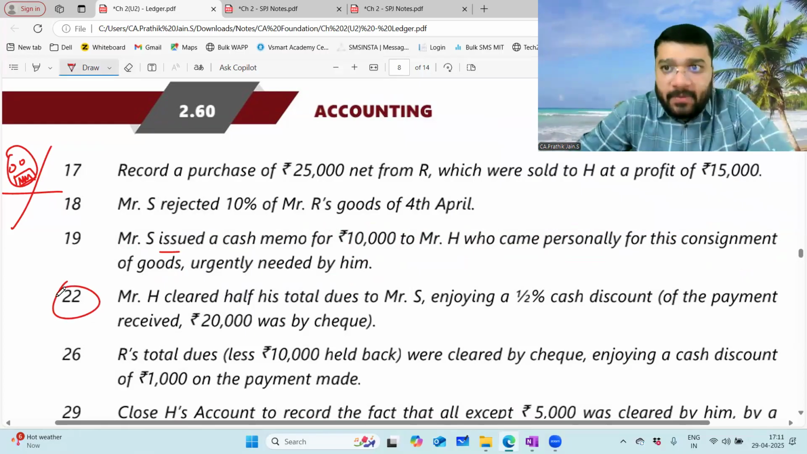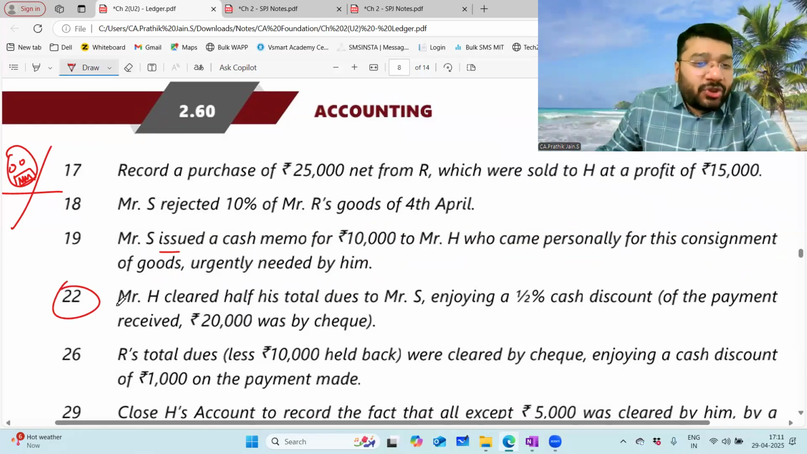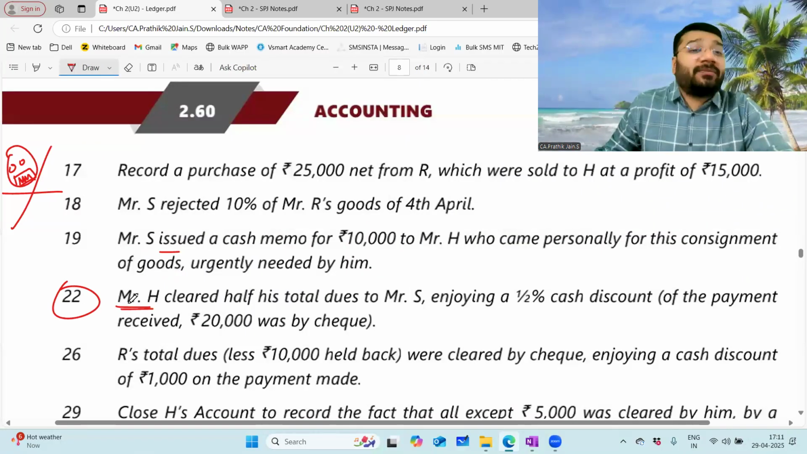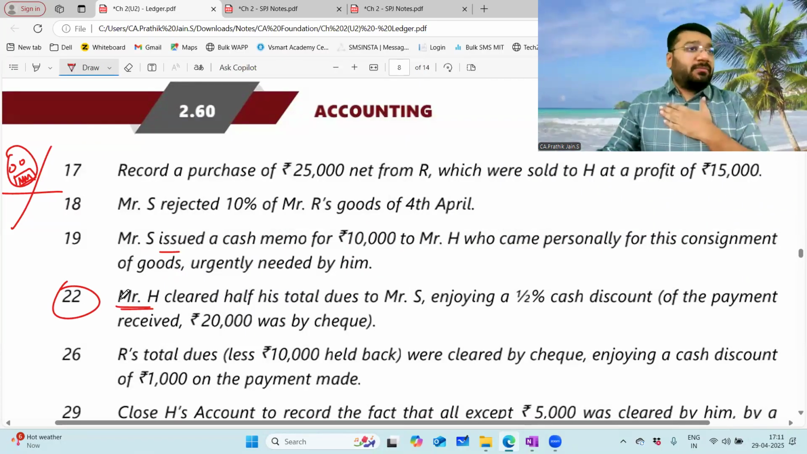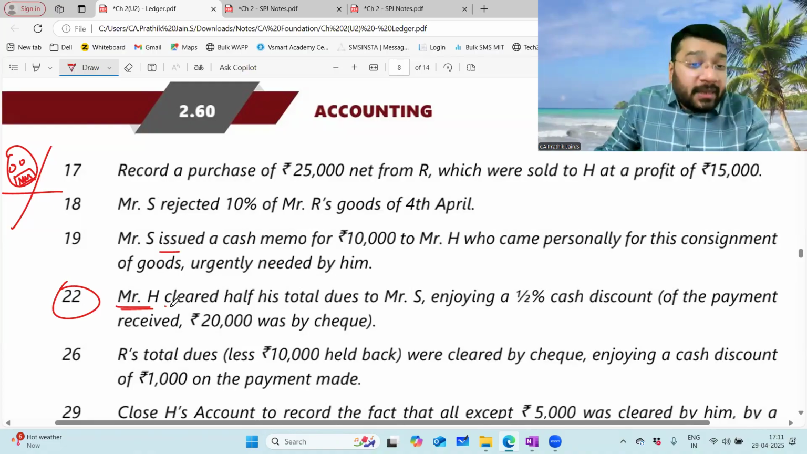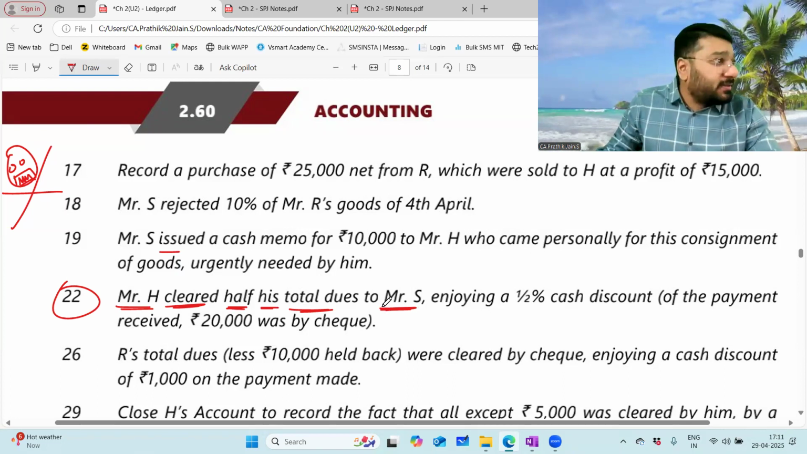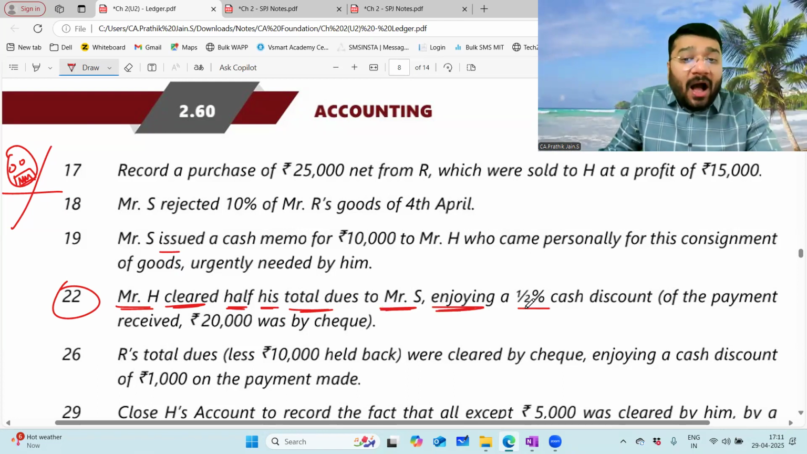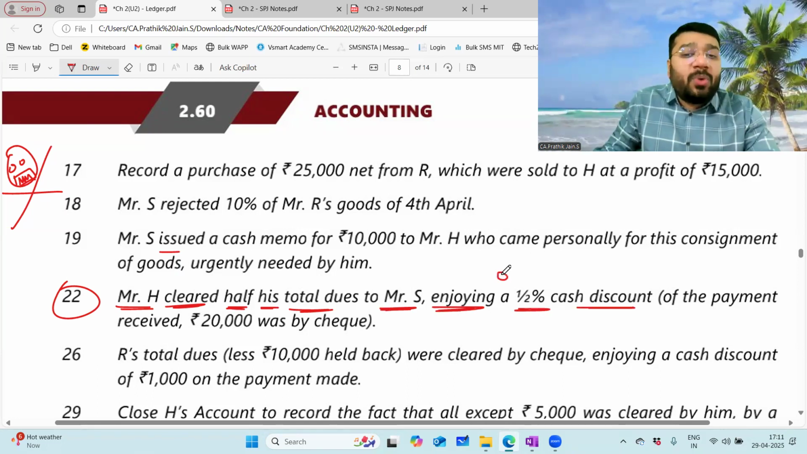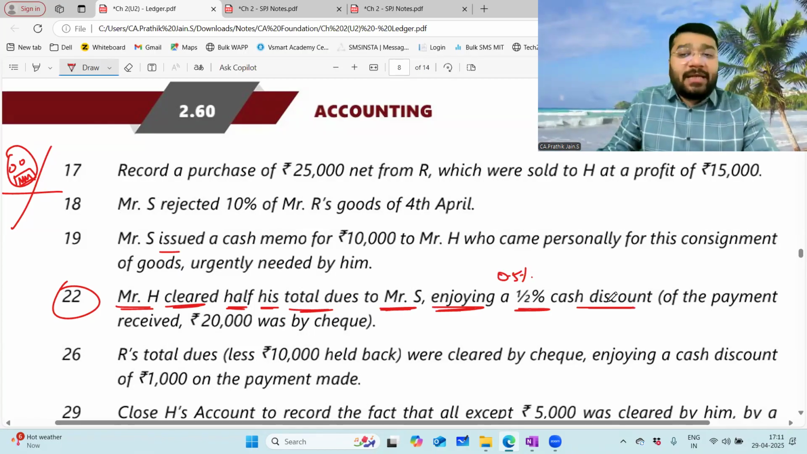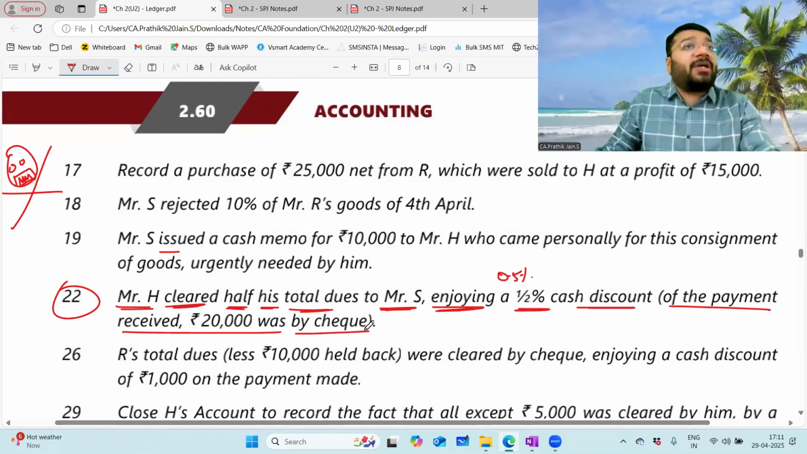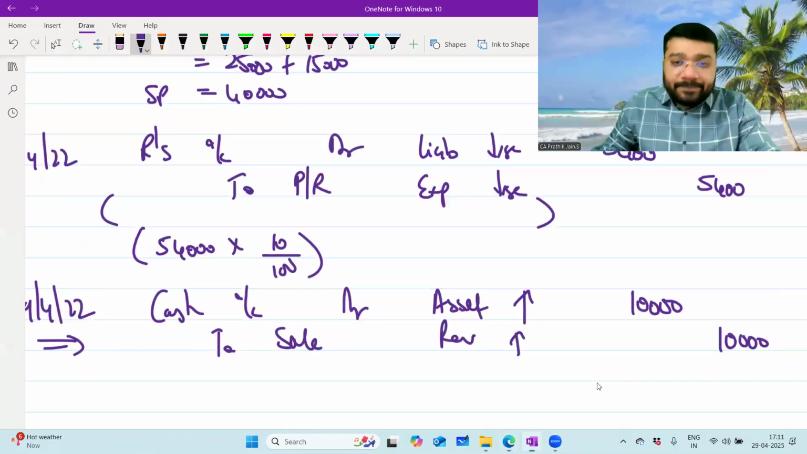Yes, sir. Now, Mr. H. Who's Mr. H? Debtor. Our customer, debtor, cleared half his total dues to Mr. S, enjoying a 0.5% cash discount. 0.5% cash discount on the payment, and of the payment that we received, 20,000 was in cheque. I'll repeat one more time.